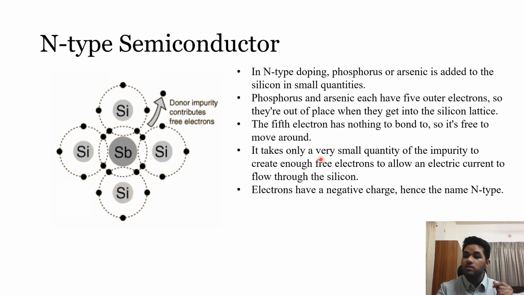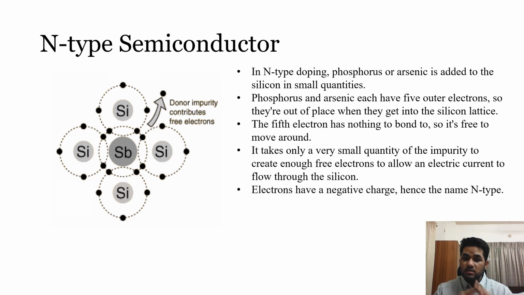It takes only a very small quantity of the impurity to create enough free electrons to allow an electric current to flow through the silicon. This means that if we add only a small quantity of this impurity, it will create enough free electrons, and this can cause the electric current to flow when we apply an electric field. Electrons have a negative charge, hence the name n-type.